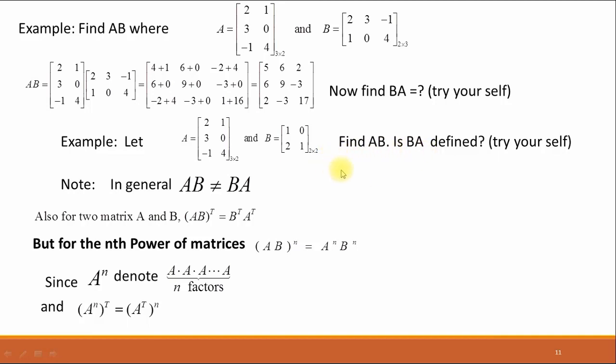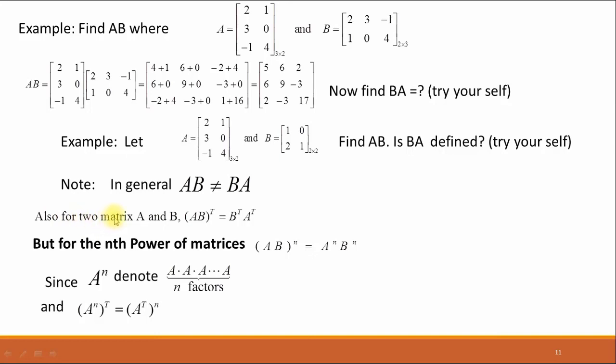For the multiplication of BA, the number of columns in matrix B must be equal to the number of rows in matrix A. Since B has 2 columns and A has 3 rows, BA is not possible. In general, the commutative property with respect to multiplication does not hold for matrices.